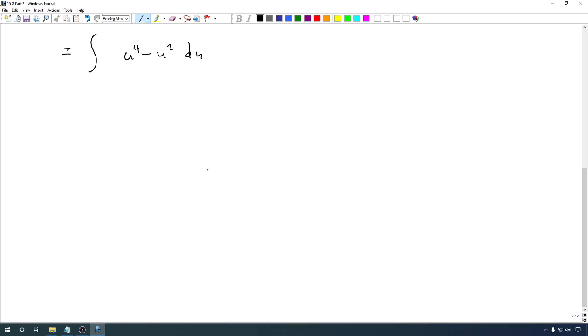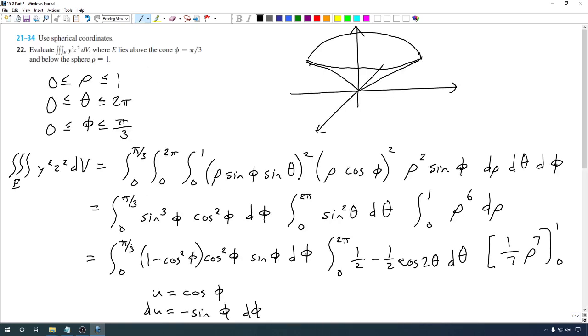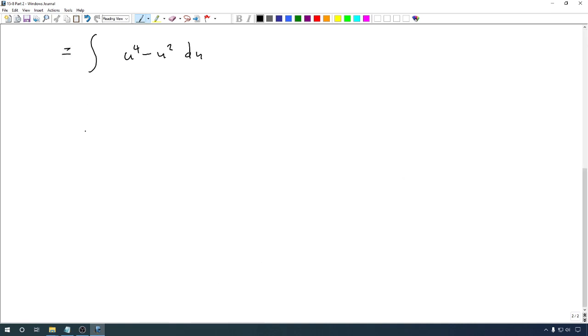The limits, we're going to have to plug in 0 and pi over 3 into cosine. Cosine of 0 is going to give us a 1. Cosine of pi over 3 is actually 1/2. So they're nice to not give us anything that has square roots.